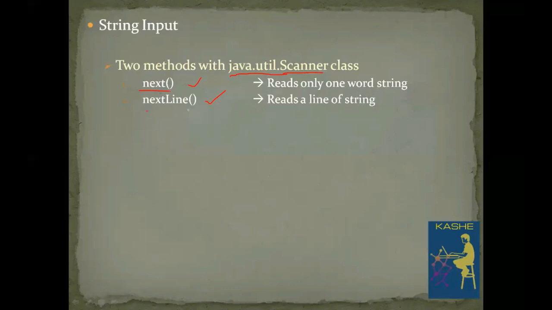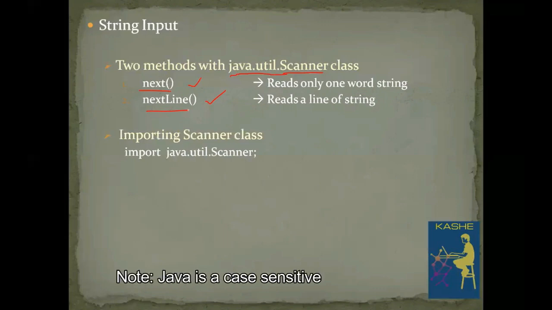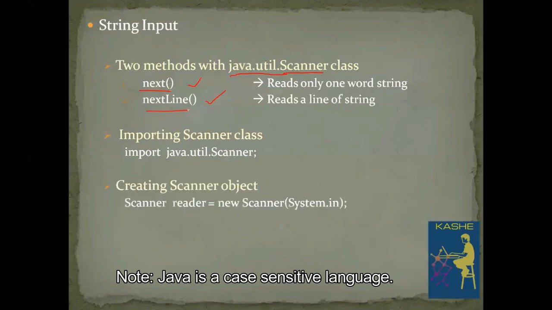Next we have nextLine. By using the nextLine method in the Scanner object, we can read a single line into a string variable. Even though the line will have multiple words, that is accepted by nextLine. It is the same as the fgets function in C. Then, importing the Scanner class, I already mentioned that if you want to import the Scanner class which is available in the java.util package, then use the statement import java.util.Scanner. After importing that, we have to create an object for it.